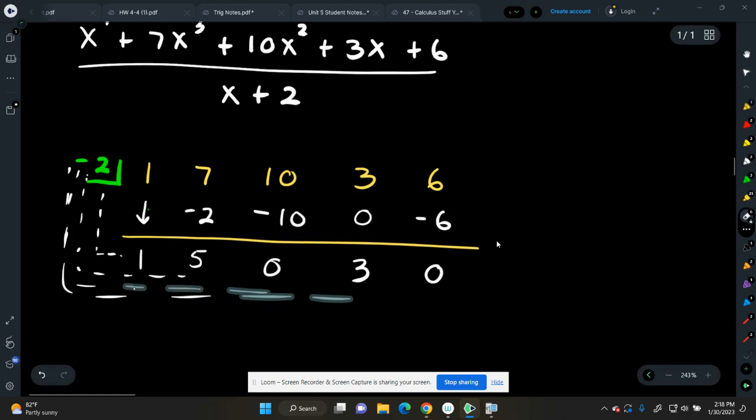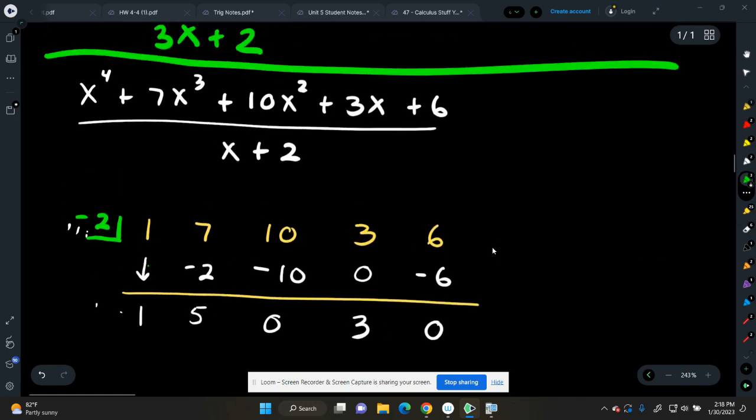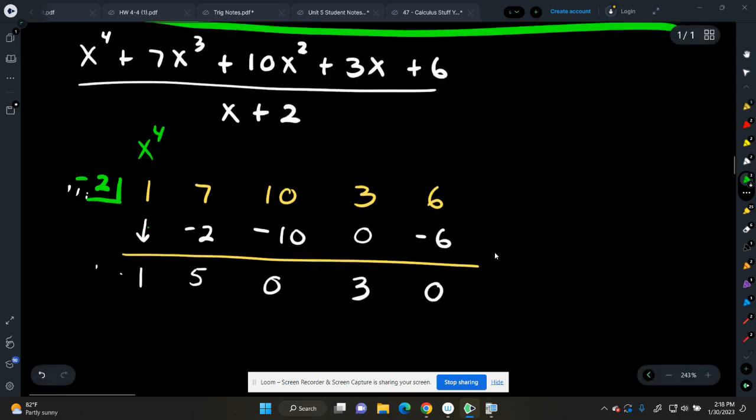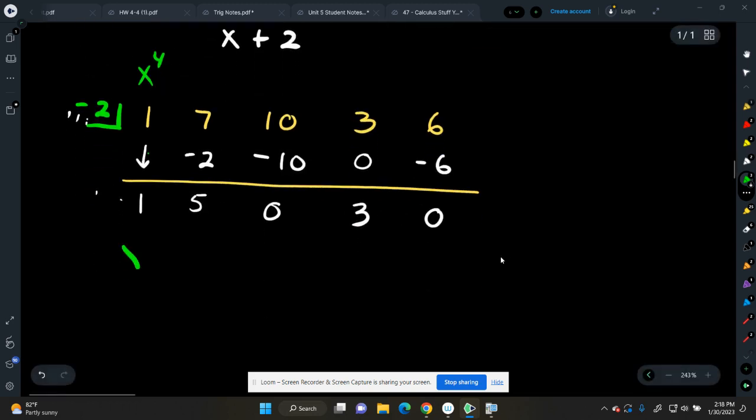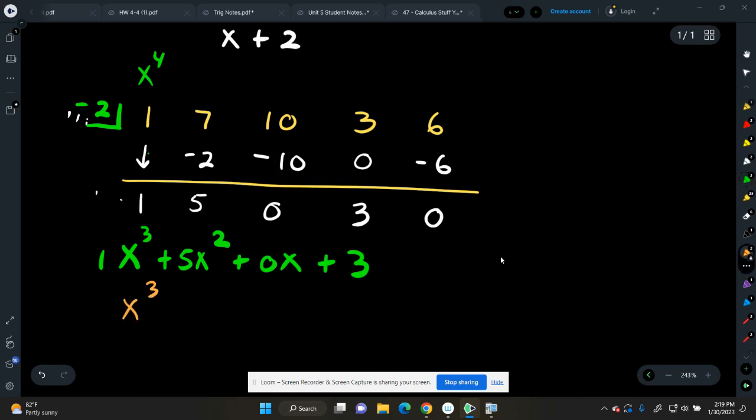Now let's interpret our answer. The first term, that 1, came from x to the 4th. It was 1x to the 4th. So our answer is 1x to the 3rd, and we're just going to go down, plus 5x squared plus 0x plus 3. Now let's clean that up: x to the 3rd plus 5x squared plus 3.